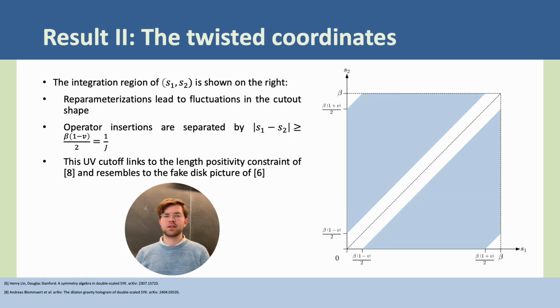Okay, so let's have a closer look at these twisted coordinates. The integration region is a cutout of a square, as you can see here on the right, and the Schwarzian is essentially just generated by fluctuations of that cutout. The integration region provides some nice features because it supplies a natural UV cutoff and prevents operators from being inserted too close to each other. And it also relates to various phenomena previously discovered in the literature, like the length positivity constraint or the fake disk picture.